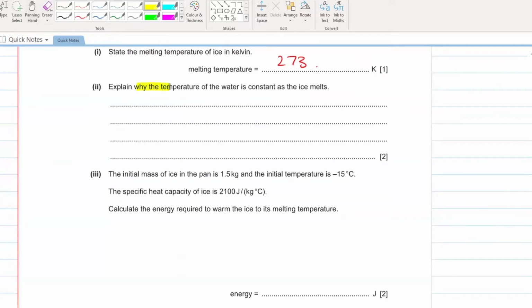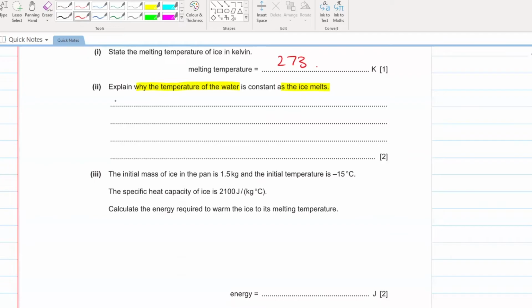Explain why the temperature of the water is constant as the ice melts. Why is the temperature of the water constant as the ice melts? The energy supplied is used to do what? The energy supplied is used to weaken the intermolecular forces. So you can write it here.